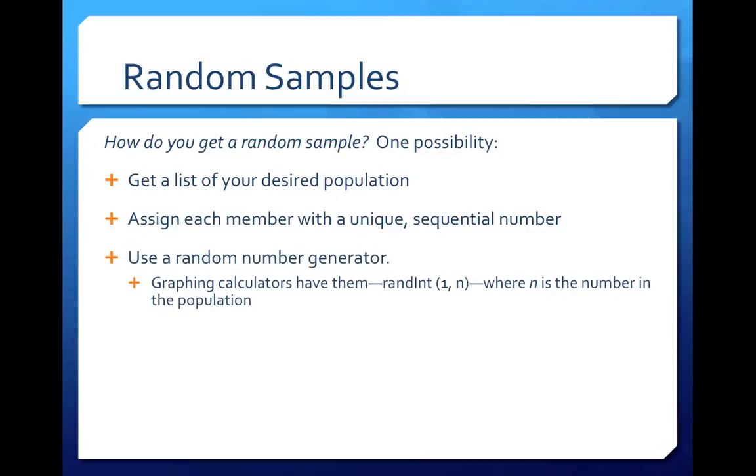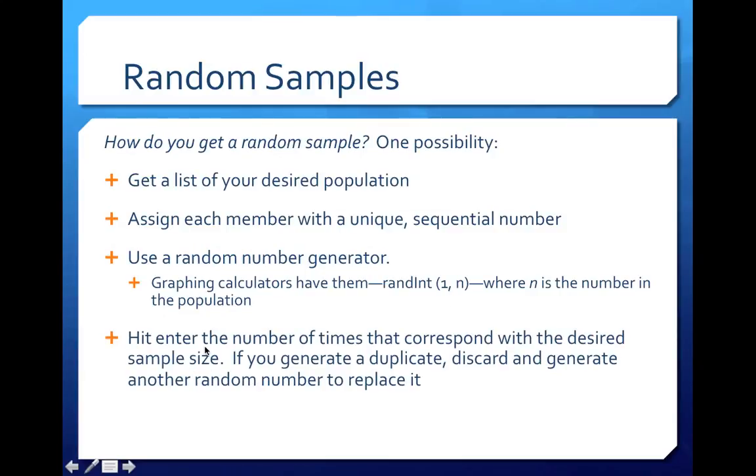And then you use something called a random number generator. And most graphing calculators have this function on it. It's usually something like RANDINT, and then in parentheses you say you want to go from 1 to whatever n value, and your n will correspond with your population. So again, if you have 50 names and you've assigned them the numbers 1 through 50, then you would be using 50 as your n here for your population.